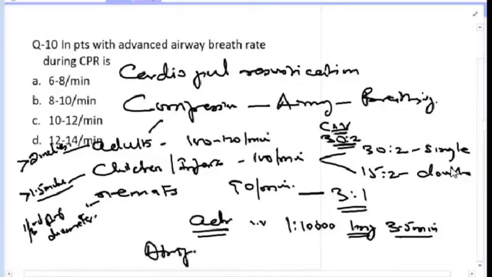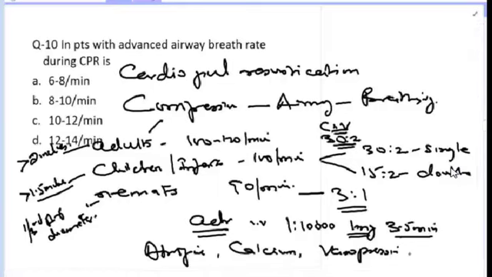Atropine, calcium and vasopressin are not part of routine CPR. So they should not be given routinely. They should only be given if there is an indication. For example, if the patient is having bradycardia, only then atropine will be given. Otherwise, atropine will not be used.